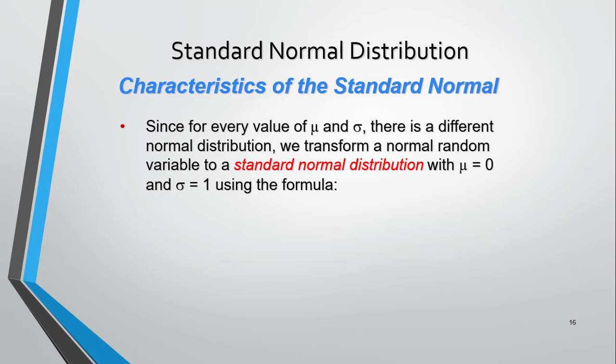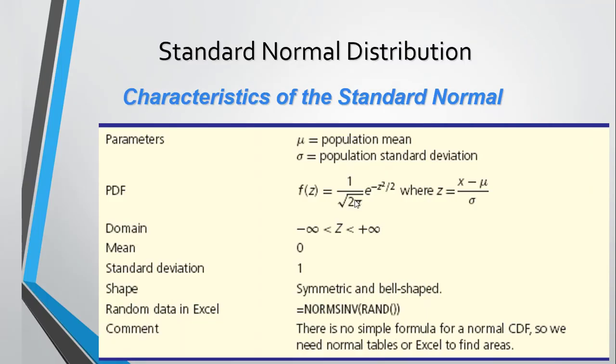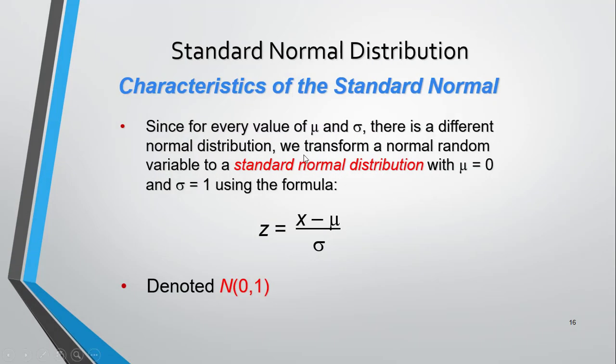So since for every value of mu and sigma there's a different normal distribution, we can transform a normal random variable to a standard normal distribution. And after we do the transformation, mu will be 0 and sigma will be 1. And we can then use a standardized table to find the probability. And how do we do the transformation? Just like we did before, the z transformation, z scores. Z equals x minus mu over sigma.